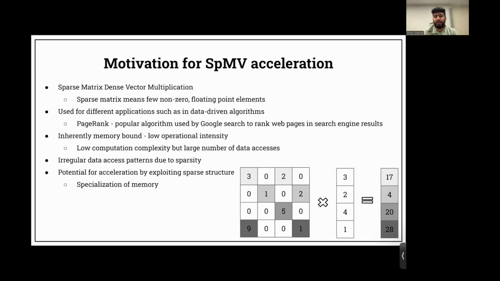Another challenge with SpMV is irregular data access pattern due to sparsity, which sets a ceiling on the parallelism. While sparsity was the challenge mentioned above, it also brings a potential to accelerate by exploiting the sparse structure. Hence, this made it a lucrative topic for a design project.